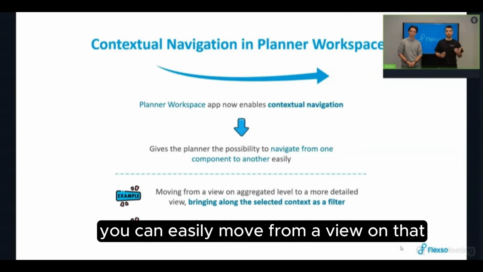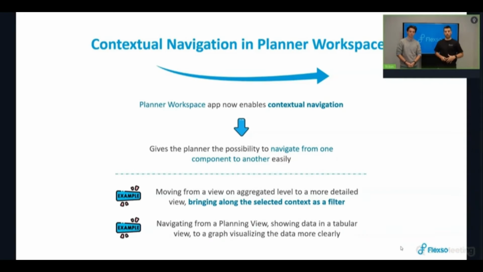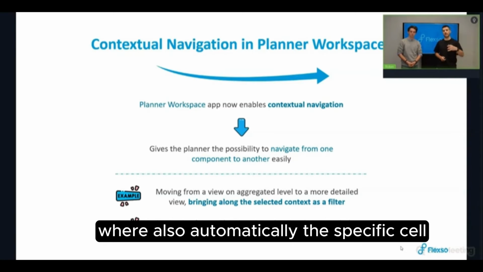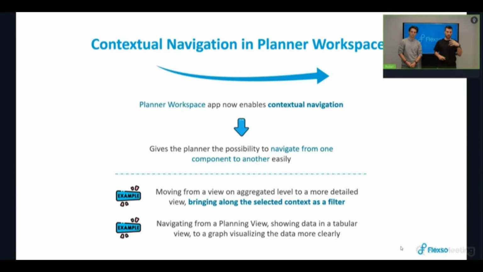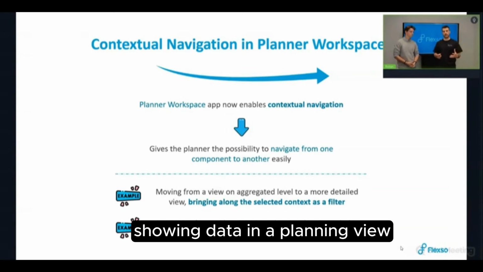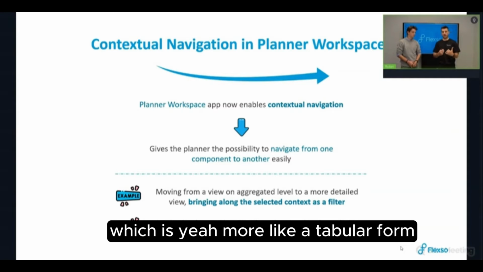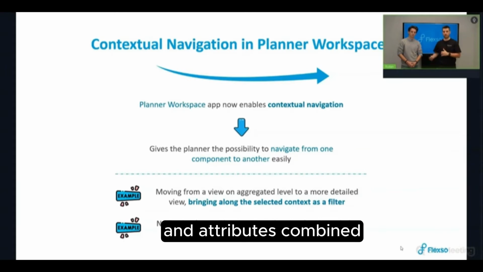So now you can easily move from a view on that aggregated level to a more detailed view, where the specific cell or the specific data point that you highlighted is automatically passed along as a filter. A different use case that we're also thinking about is suppose that you are, for example, showing data in a planning view, which is more like a tabular form, basically columns and rows of data and attributes combined.